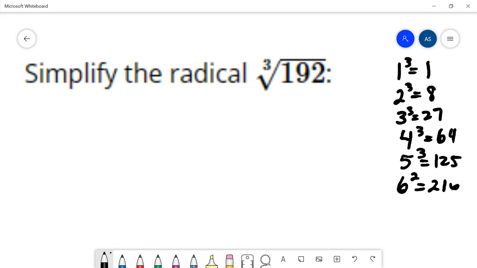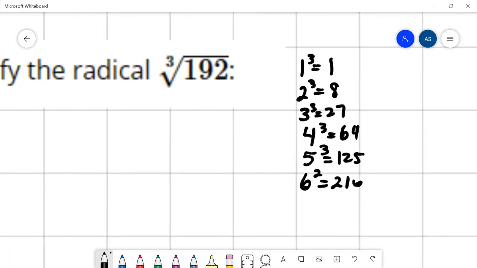So since I can't simplify this cube root 100%, what I want to do is factor 192 with one of the factors being a perfect cube. So I want to use these perfect cubes to factor 192. So in my calculator, I'm going to do 192 divided by 8. And that does go evenly. So let me write that down over here.